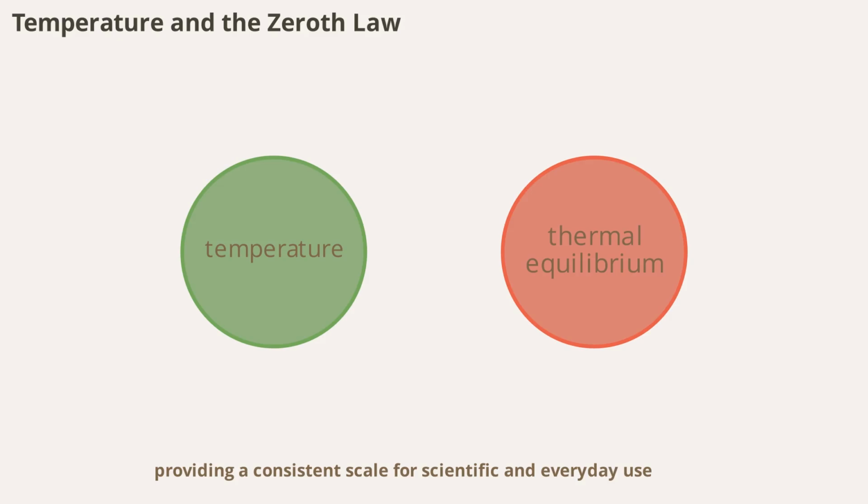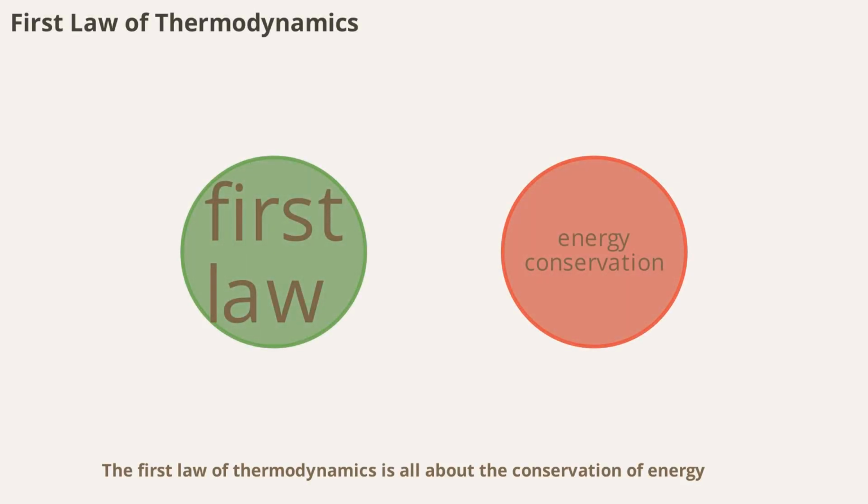The first law of thermodynamics is all about the conservation of energy. It states that energy cannot be created or destroyed, only transformed from one form to another. In thermodynamics, this means the change in internal energy of a system equals the heat added to the system minus the work done by the system.